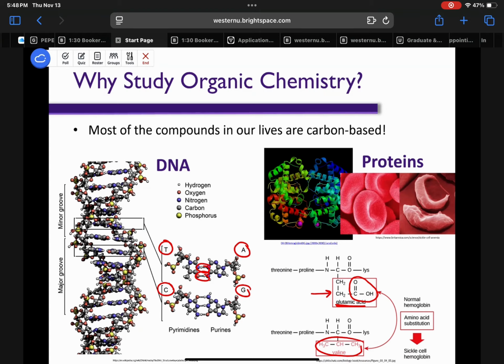In contrast, if we looked at this valine amino acid, we can see that it's simply an alkyl group. No oxygens, no electronegative atoms. It's hydrophobic. It doesn't like to hang out with water. This changes the function of the protein. It changes the way it folds.